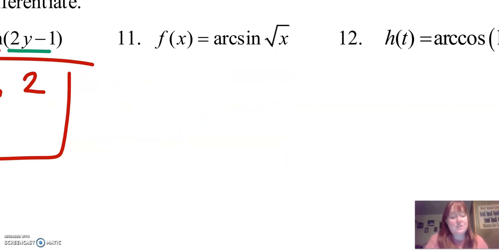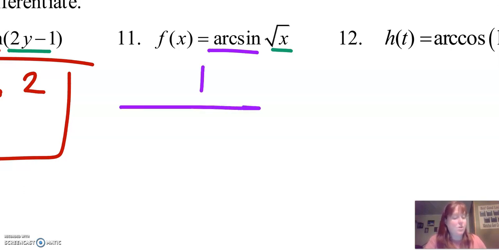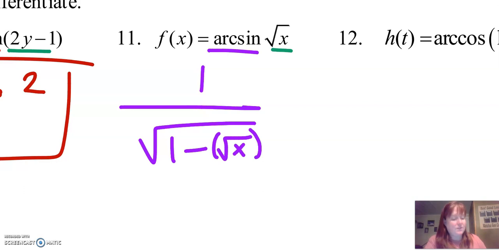All right, so we're going to take the derivative of the outside with the inside still intact, and then we're going to take the derivative of the inside. So what's the derivative of arcsine? Well, we just found that. It's 1 over the square root of 1 minus x squared. So we take the square root of x squared because we got to keep that peanut. That peanut has to stay intact inside of our peanut M&M, and then we multiply this by the derivative of the inside.